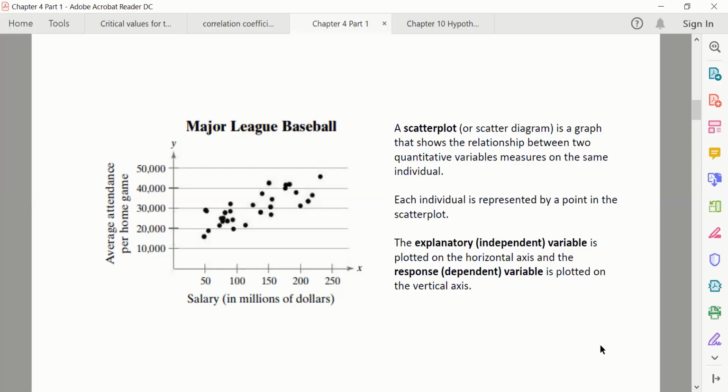The explanatory or independent variable is on the horizontal axis, and the response or the dependent variable is plotted on the vertical axis. We call it the explanatory variable because we think that it may explain the response variable. So it is believed that the salary may explain or predict the attendance per home game.